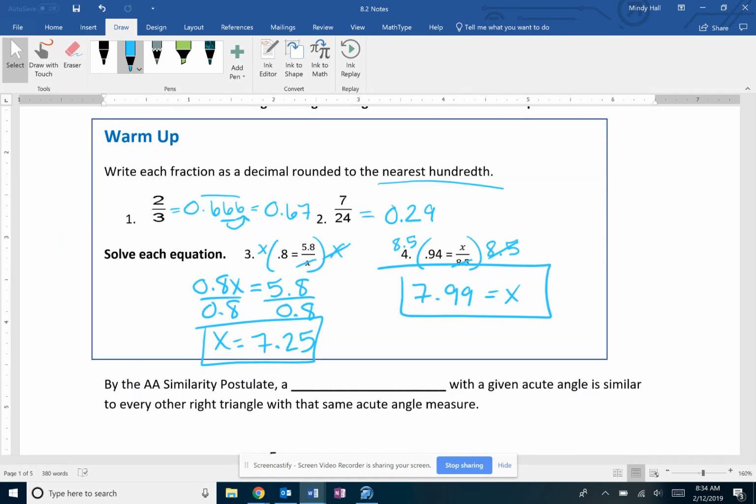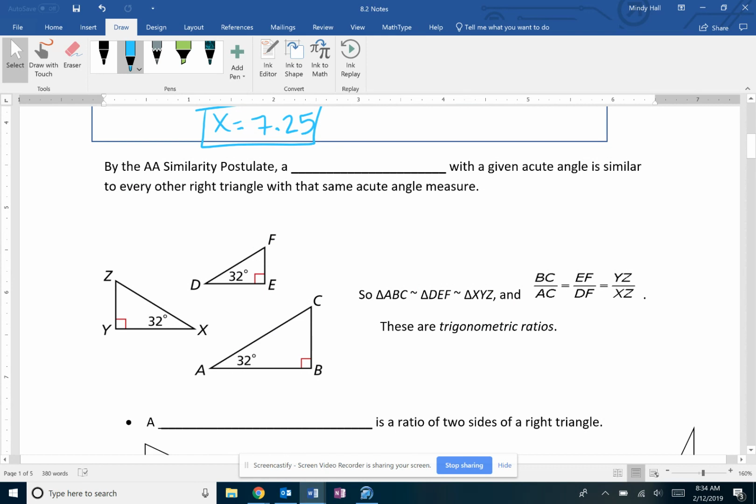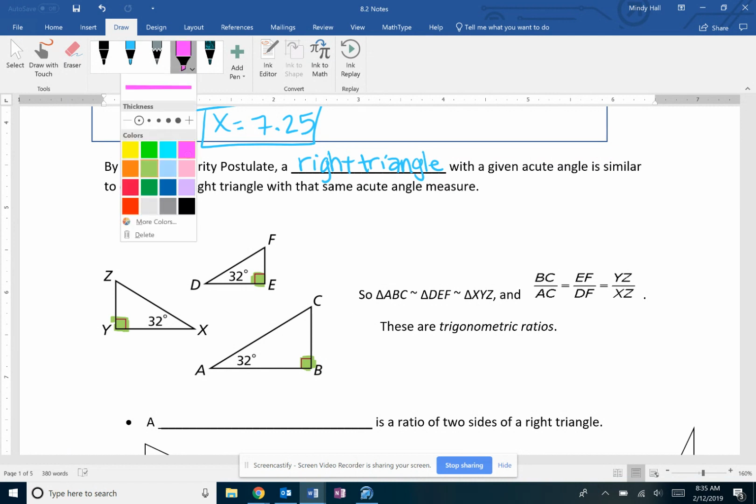So by the AA similarity postulate, a right triangle with a given acute angle is similar to every other right triangle with the same acute angle measure. So if you look at these triangles that we have down in here, we have our right angle that they all have in common. And then we also have this 32 degrees in common. So if you remember with AA, you just need 2 angles that are the same, and we have our 2 angles.